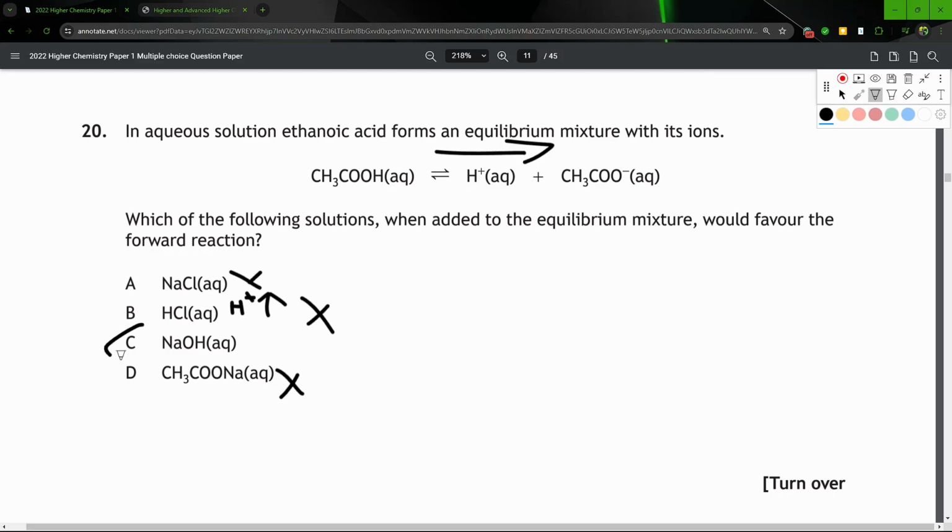So we'll leave them with C. And why does sodium hydroxide help with this? Sorry, that's an alkali, so it would react with the hydrogen ions, giving us stable water, so it would reduce H plus ions, meaning that the forward reaction is favoured.